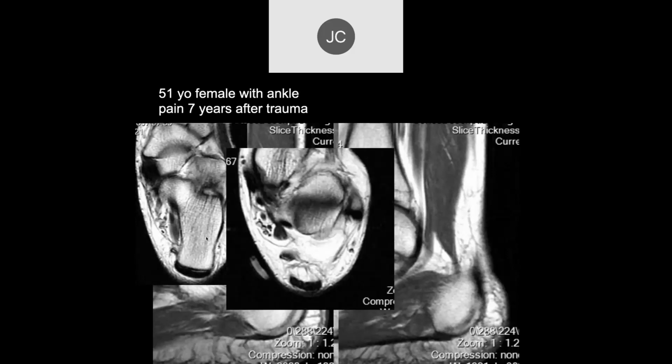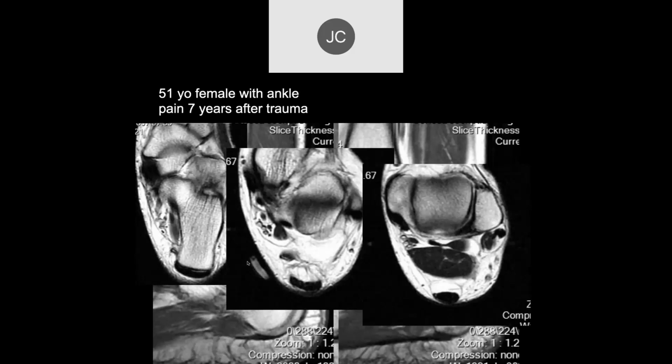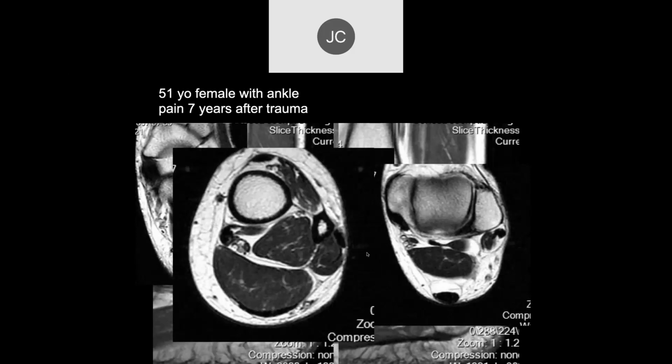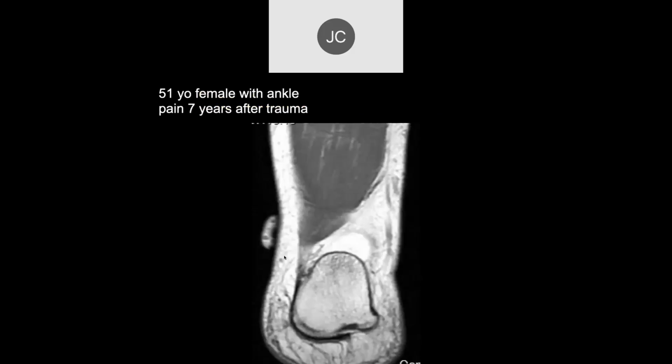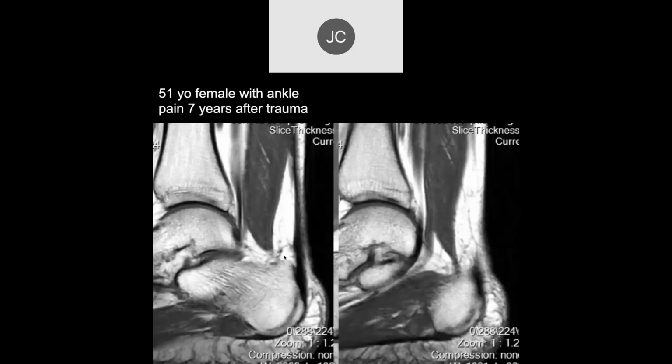So you follow it up here. It comes across here. This big muscle right in here, like gastrocnemius, so low-lying. Well, this is called an accessory soleus muscle.